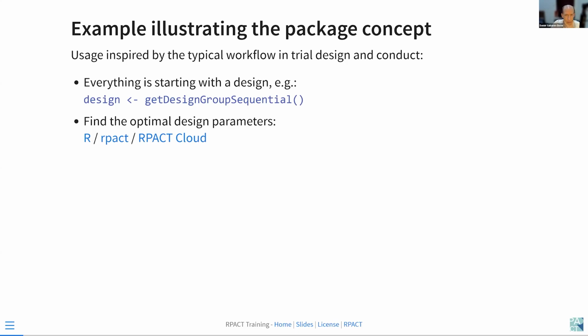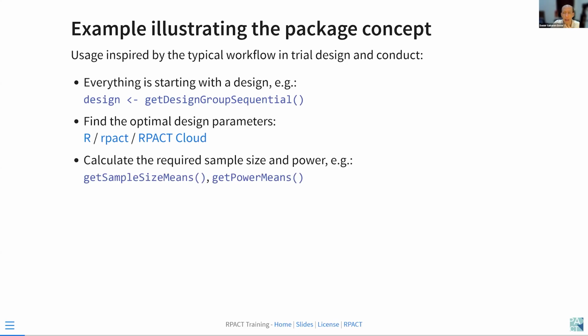For this, we will show you how to do that with R and rpact, and then also a little bit with rpact Cloud. Then, given these design parameters in the design, we can of course calculate the required sample size and power, for example here for the continuous endpoint case with getSampleSizeMeans and getPowerMeans. So we will see that in the example.